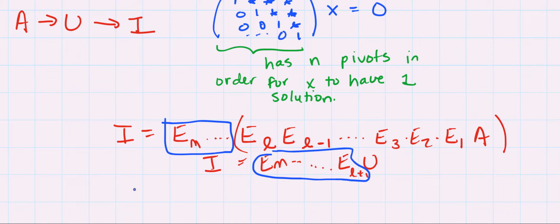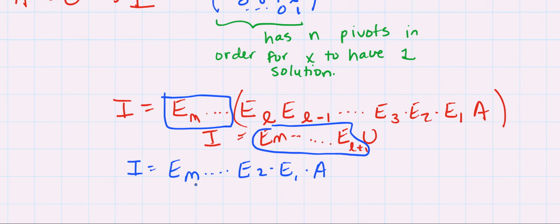So in other words, I is equal to some product of elementary matrices times A. So you can see that the identity matrix is row equivalent to A. And if you want to show that A is row equivalent to the identity matrix, well, each one of these elementary matrices, because they're elementary matrices, they're invertible, which is what we talked about a minute ago.